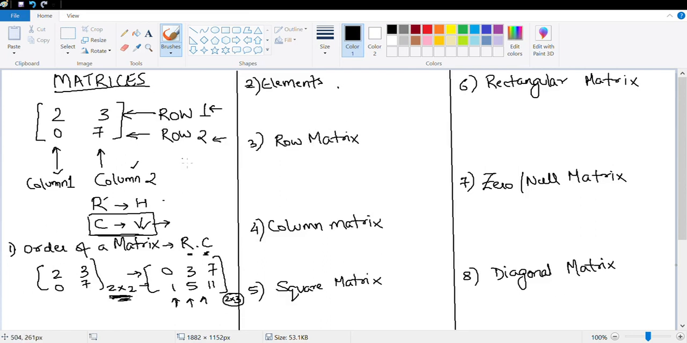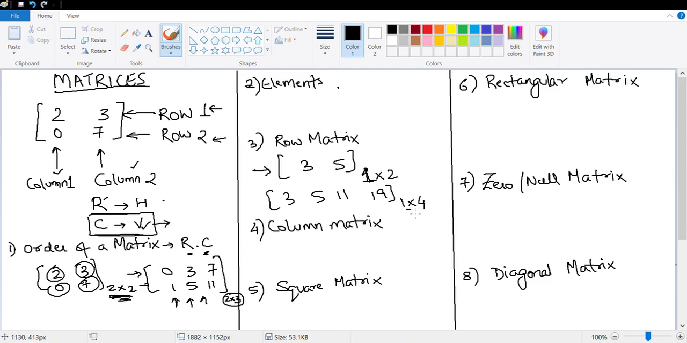What are elements? All these numbers inside a matrix are known as its elements. So there are 4 elements in this matrix. What is a row matrix? Well, a row matrix is basically a matrix which has only one row. So for example, 3, 5. This is a row matrix because it has only one row. So this is one row multiplied with 2 columns. Similarly, 3, 5, 11, 19 is a 1 by 4 matrix.